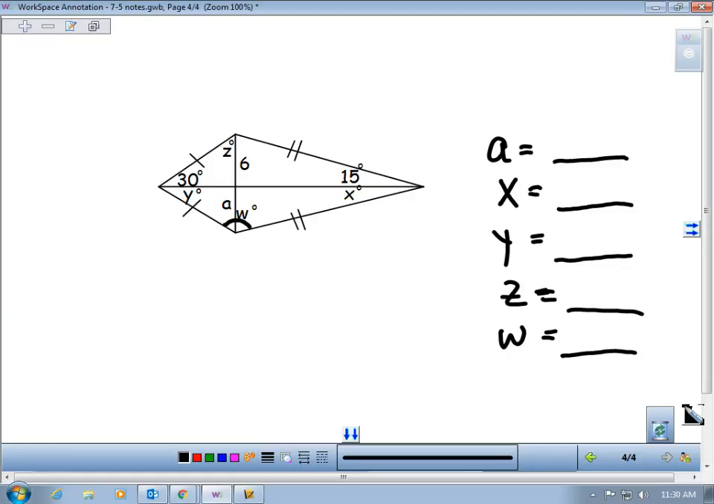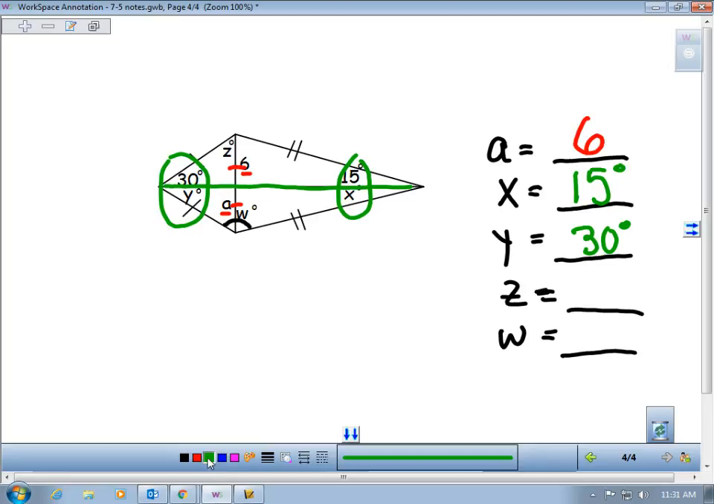What about A? Anybody know what A is? Yeah, A is 6. Remember, this is the long diagonal right here. It bisects that short diagonal. So that's 6, A is 6. Good. What's X? 15. Once again, the long diagonal here, it bisects that angle of a kite. So what is Y then? Yeah, 30. It bisects both of the angles here.